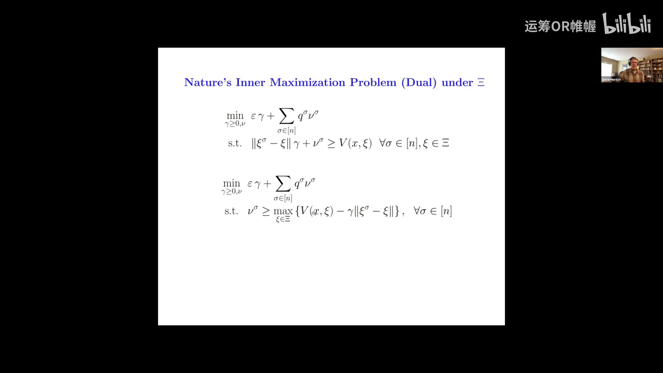And so we're going to have the value function. Nature can make the cost function worse, for example, by increasing the value of the demand. But nature has to pay a penalty as it moves Xi away from the nominal point of support that's indexed by sigma.